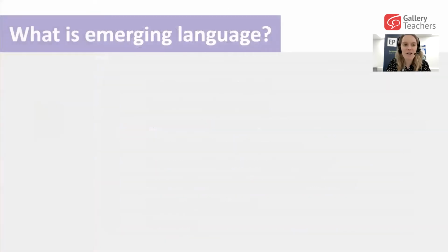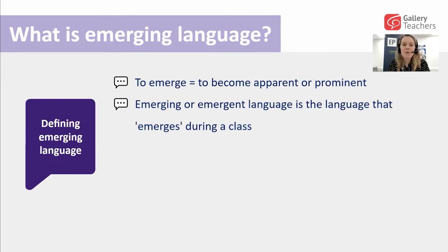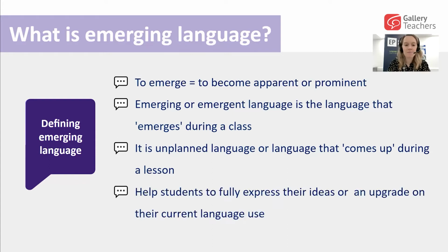So let's start with the first question. What is emerging language? Well, to emerge means to become apparent or prominent. So therefore, emerging or emergent language is the language that emerges during a class. Things that come up, questions that students might ask, or gaps that you might notice. It is unplanned language, or language that comes up in the lesson. So we don't know what's going to happen, what questions the students are going to ask, or what gaps we're going to notice. So we can't always sit down and prepare for it in advance.